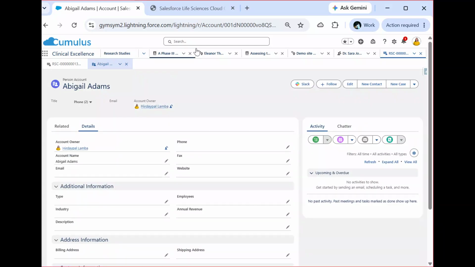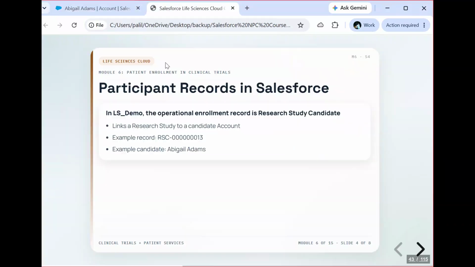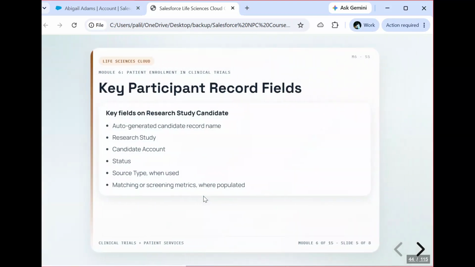Let's go back to presentation. So on the research study candidate, the important fields are the research study, the account, the status, the source type.